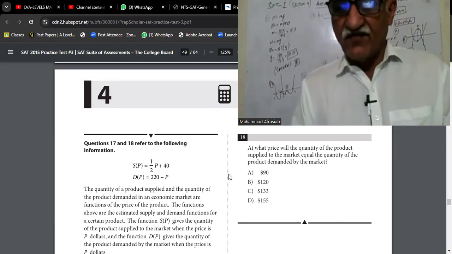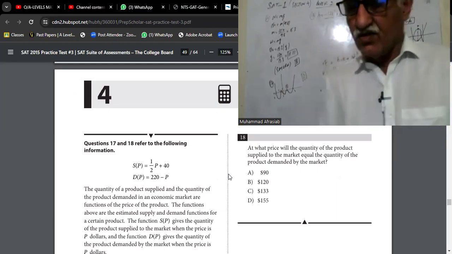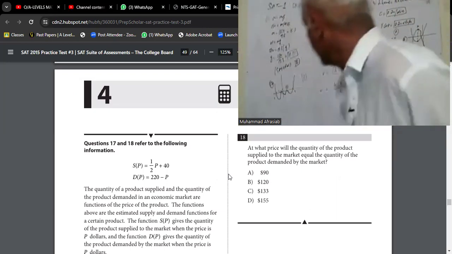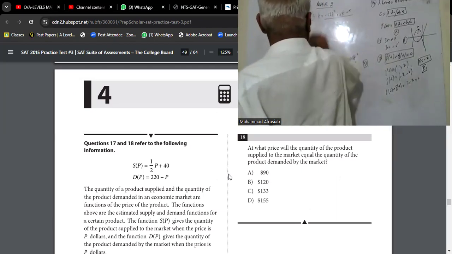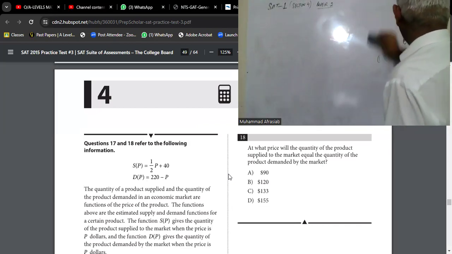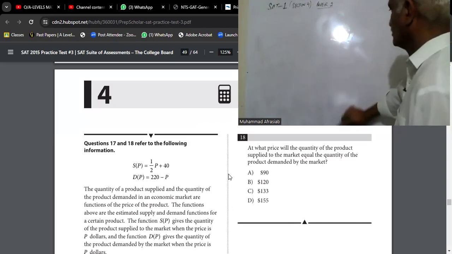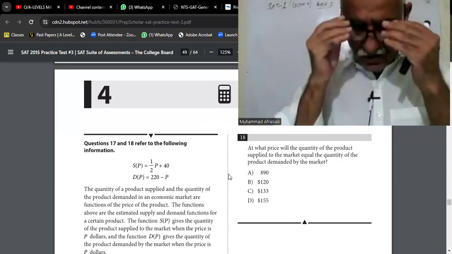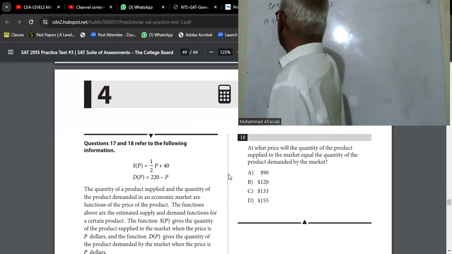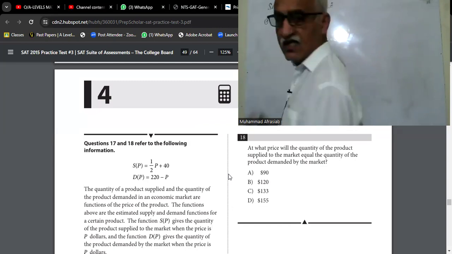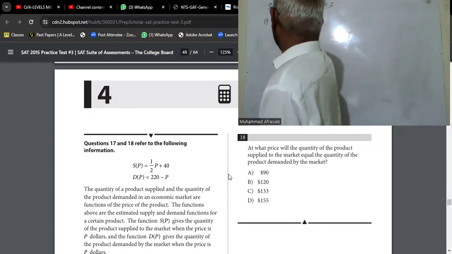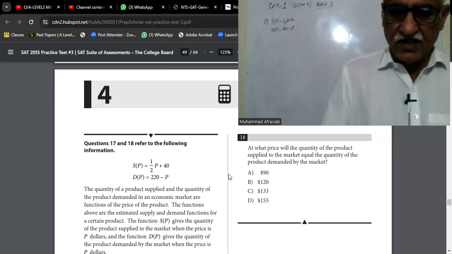Questions 17 and 18 refer to the following information. S of P is equal to half P plus 40, and D of P is equal to 220 minus P. Now we will see what the explanations are.